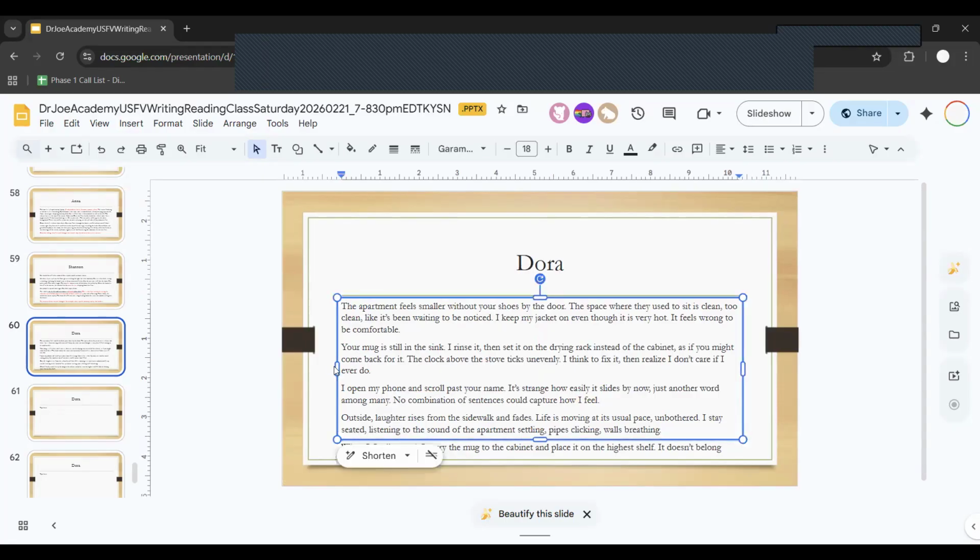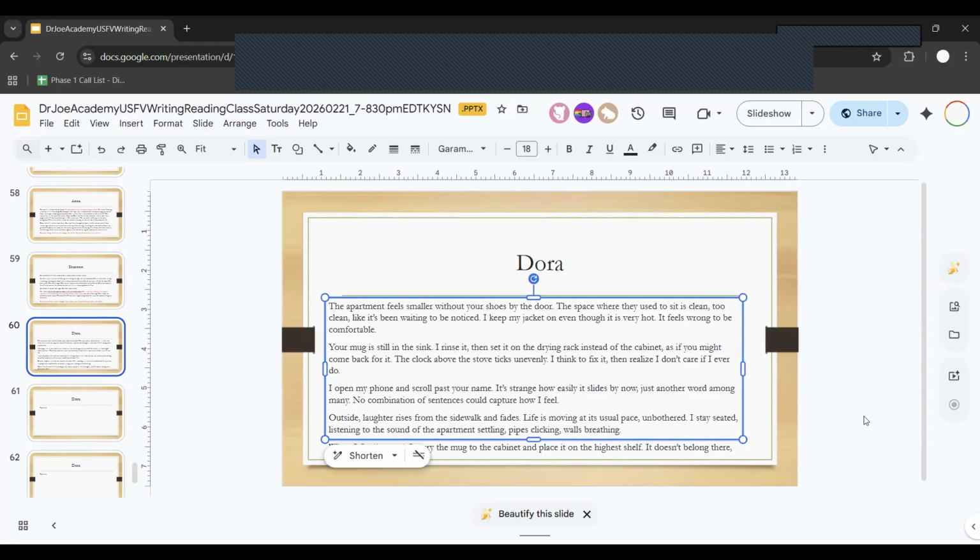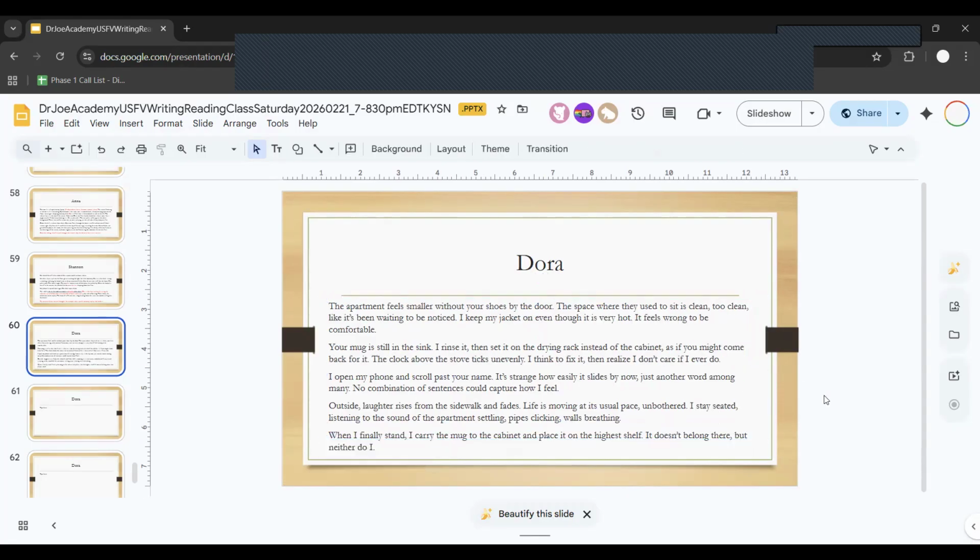The apartment feels smaller without your shoes by the door. The space where they used to sit is clean, too clean, like it's been waiting to be noticed. I keep my jacket on even though it is very hot. It feels wrong to feel comfortable. Your mug is still in the sink. I rinse it, then set it on the drying rack instead of the cabinet as if you might ever come back for it. The clock above the stove ticks unevenly. I try to fix it, then realize I don't care if I ever do.